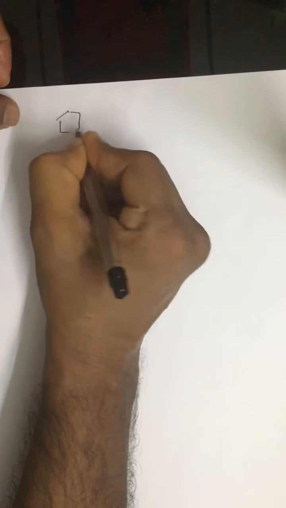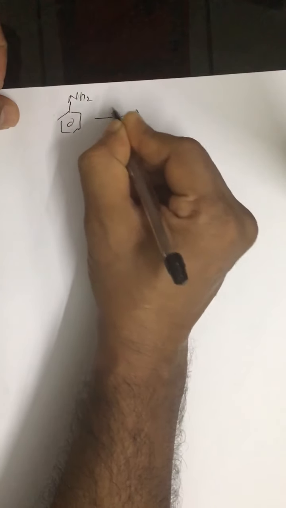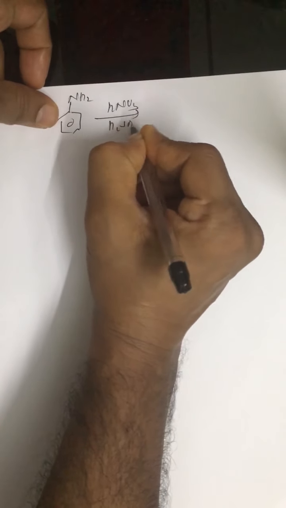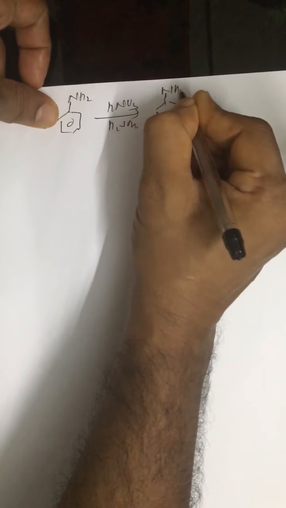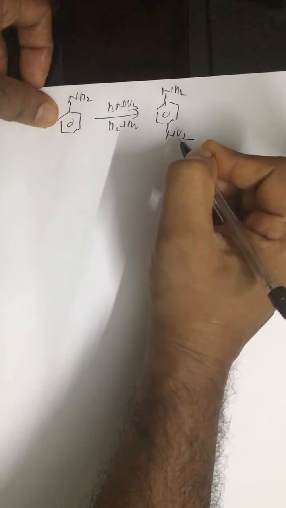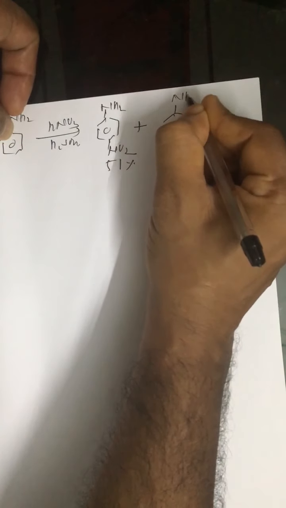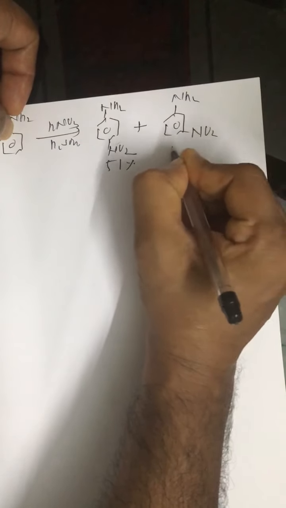Similarly, when aniline is nitrated with HNO3 and H2SO4, we get para-nitroaniline around 51%, and we also get meta-nitroaniline to the extent of 47%, whereas we get ortho-nitroaniline around 1 to 2%.